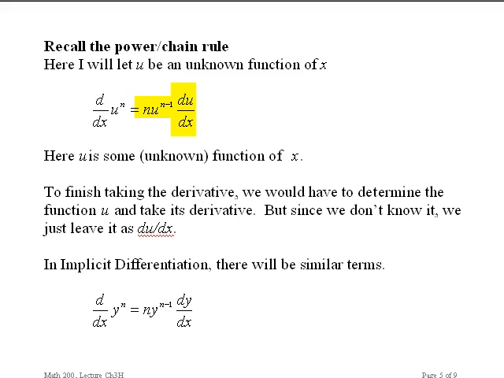In implicit differentiation, this is the form that you're going to see at the end, and the u will be replaced by y. For example, if I wanted to take the derivative with respect to x of y to the n, I would first take the derivative of the outside function, which is something to the nth power, and I would get n times y to the n minus 1. Then I have to take the derivative dy by dx. Now dy by dx won't be evaluated, instead we'll just solve for it.